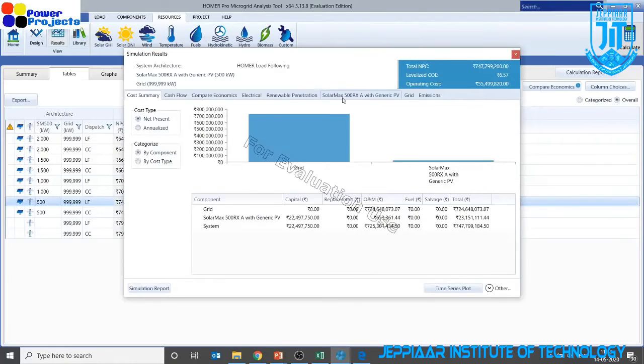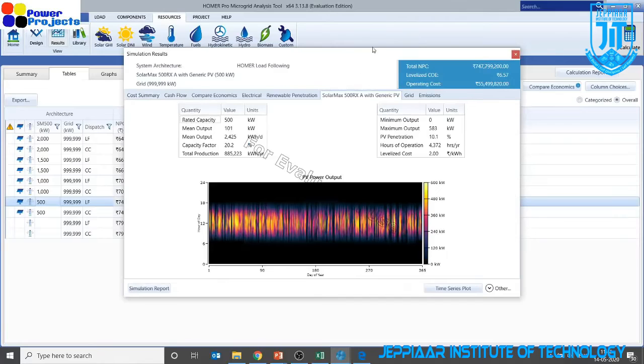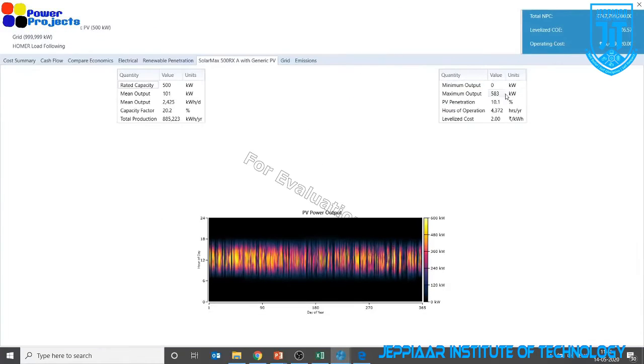Means you can check the results here. What's the solar generation? So 500 kilowatt, the maximum output has gone to 583 kilowatt. PV conversion is about 10 percentage. Means what's the levelized cost? Means 500 kilowatt, mean output is 101. Mean output per day is so much.